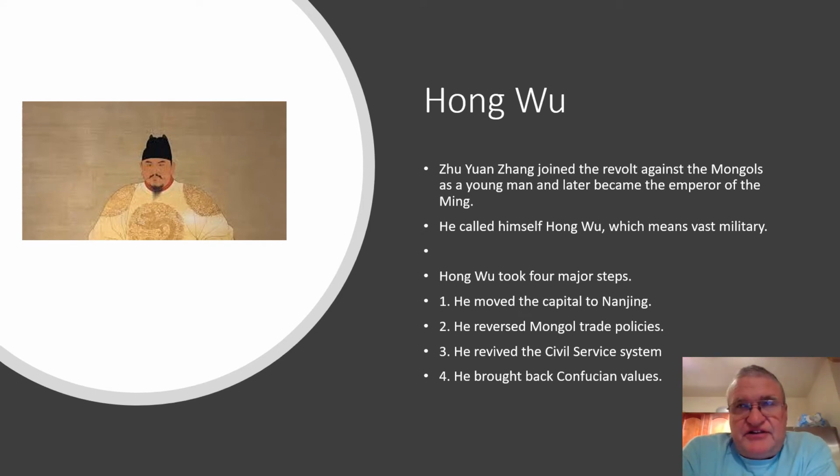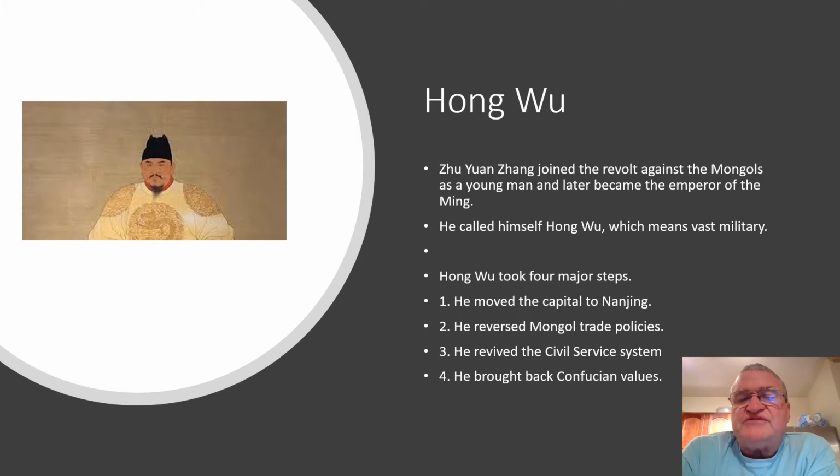So, who exactly threw the Mongols off? Well, it was a guy named Zhu Yuanzhang, who joined the revolt against the Mongols as a young man, and later he became the emperor of the Ming. He called himself Hongwu, which means vast military.